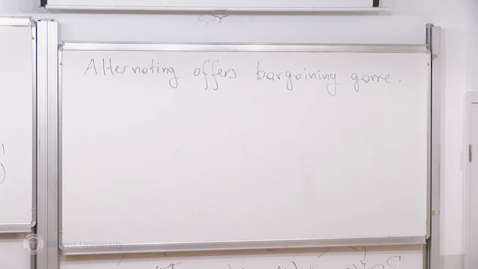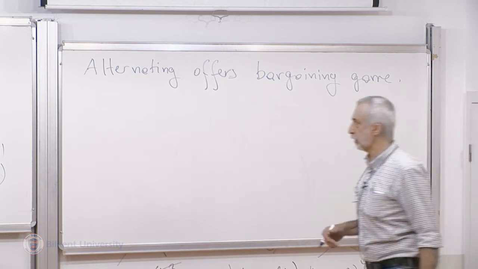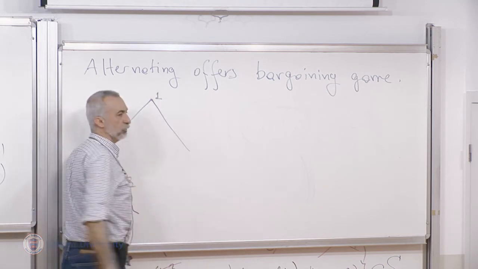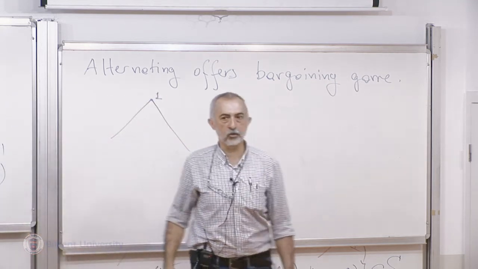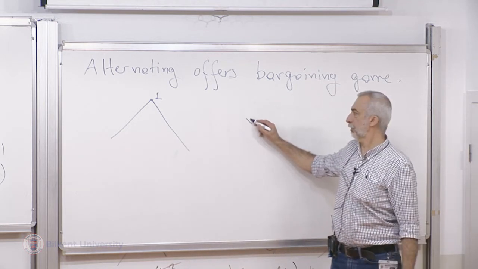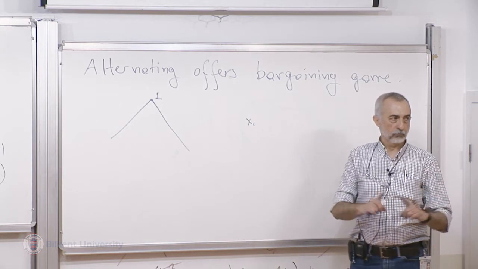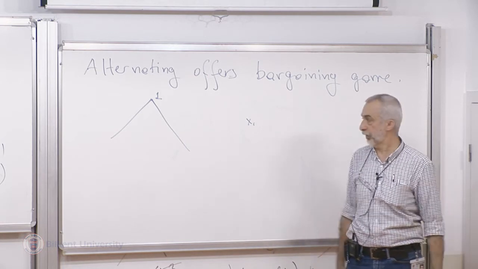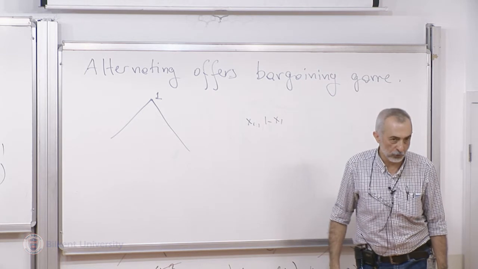So we have two agents who have produced 1 unit of a good. The problem is how to share it. The method that they use is, first, one of the players, let's say player 1, makes an offer on how they should share it. So he says that he should get x1 units of it. The good is a homogeneous good of unit length, of 1 unit. So if he gets x1 units of it, 1 minus x1 units is left to the other agent.